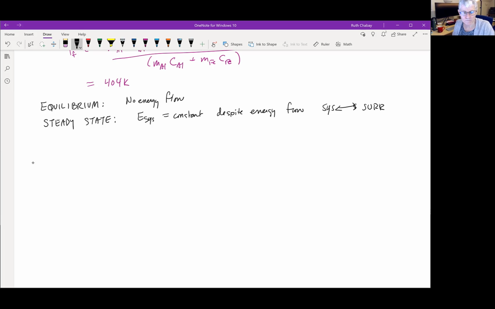So in this situation, you never do get to equilibrium, but you can still have constant energy content. Okay, so we can also define the rate of energy flow, and that's power. So that's just energy per unit time. So 1 joule per second has a name. It's called 1 watt.